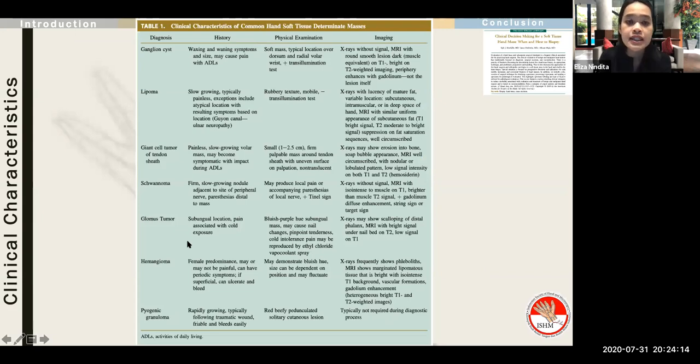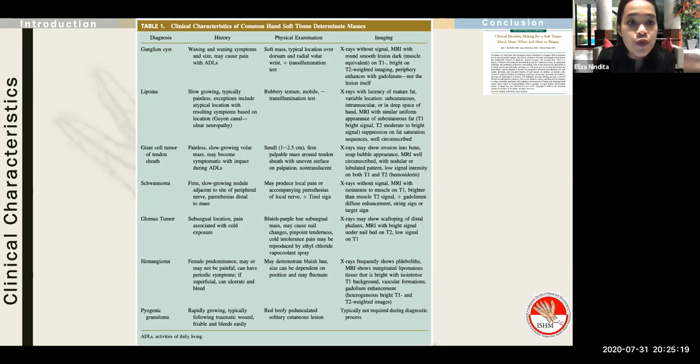Here are the clinical characteristics of common hand soft tissue masses. The most prevalent is the ganglion cyst. It is a soft mass, and the typical locations are usually the dorsum and the radial volar wrist, and it gives a positive transillumination test, like the earlier picture where we shine a light. We can add other imaging, for example an MRI, to show peripheral enhancement with gadolinium, not of the lesion itself, and it shows a round, smooth, dark lesion, as extra imaging to make sure of the diagnosis.